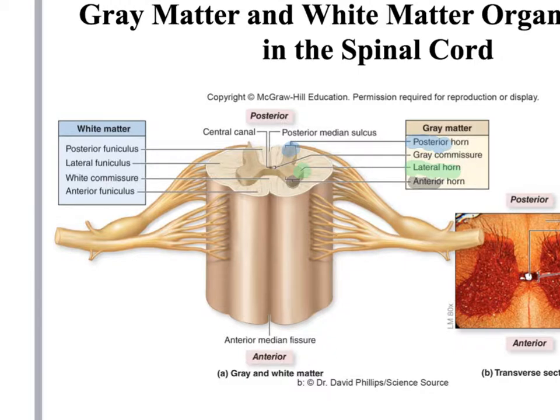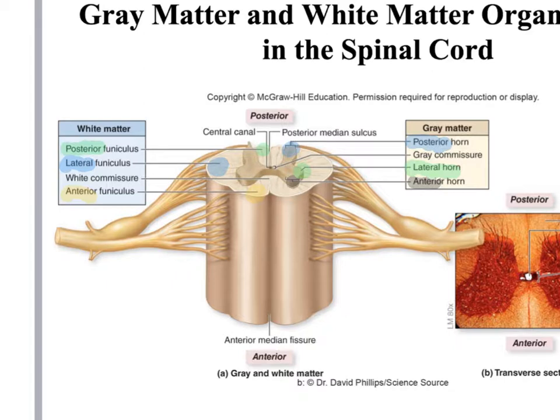We can also mention different areas of the white matter. We have the posterior funiculus, that's this area of the white matter back there, the lateral funiculus over here, and the anterior funiculus over here. So you think about spatial alignments and where these things are. You can use terminology to identify where these axons are.